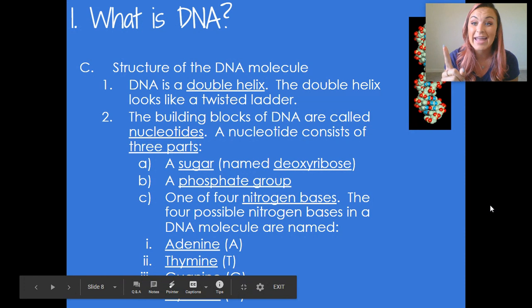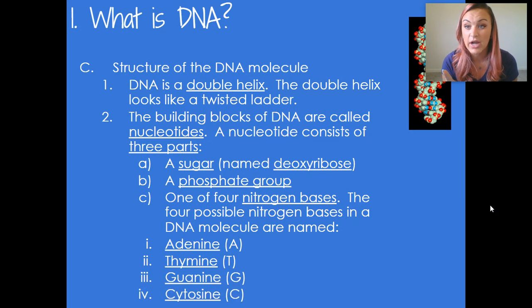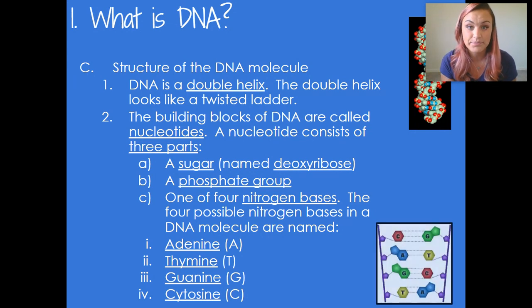We've got adenine, which is represented by the letter A, thymine, which is represented by the letter T, guanine, which is represented by the letter G, and then cytosine, which is represented by the letter C.